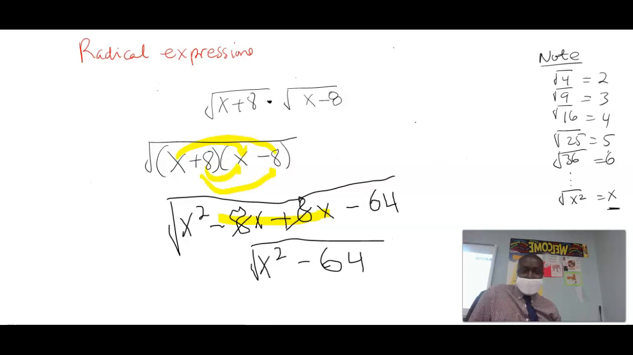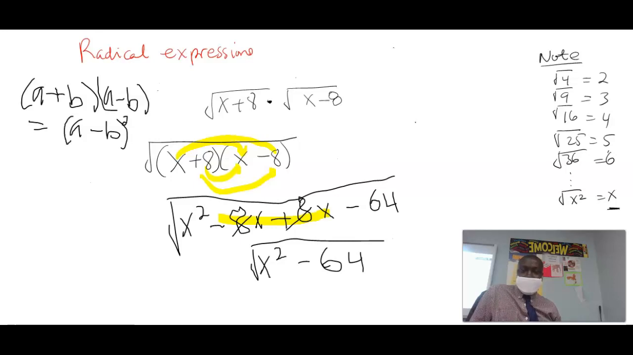There's another formula that we could have done. We call it difference of two squares. Difference of two squares says that if I have A plus B times A minus B, this is the same as A squared minus B squared. And you see, that was what was happening. This is minus, this is plus. All right, that's the difference of two squares.